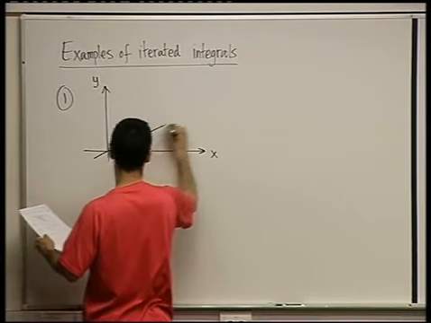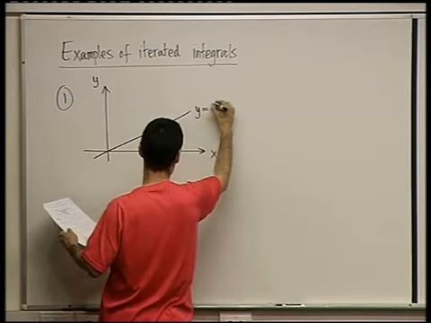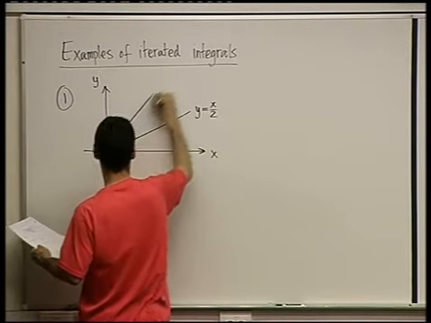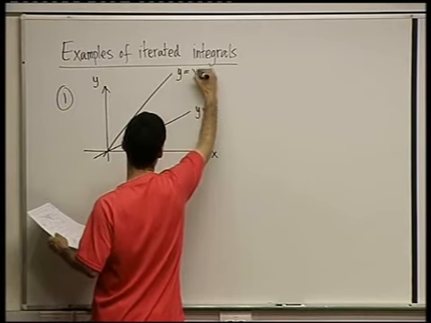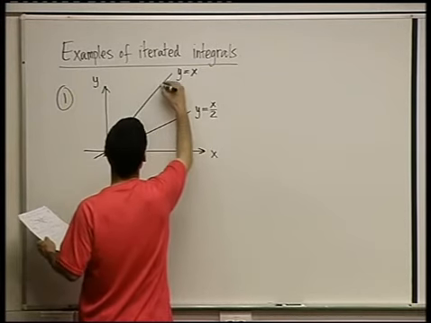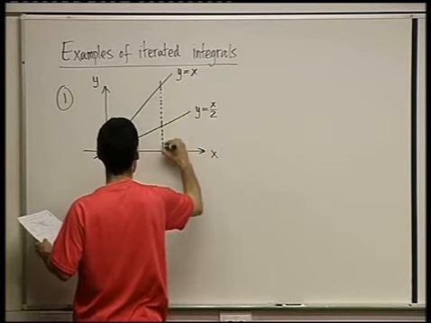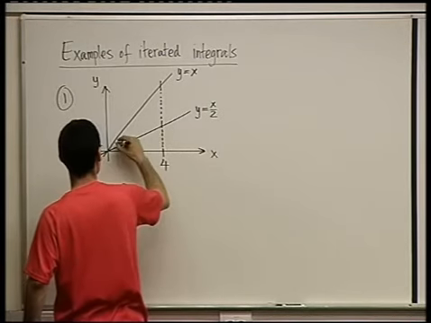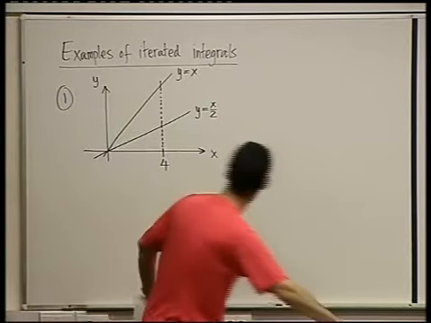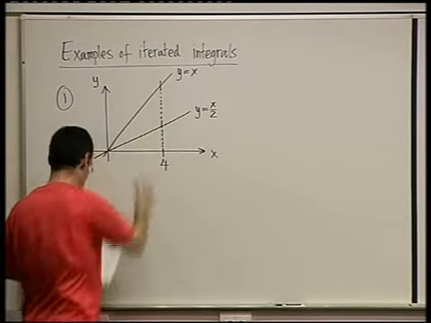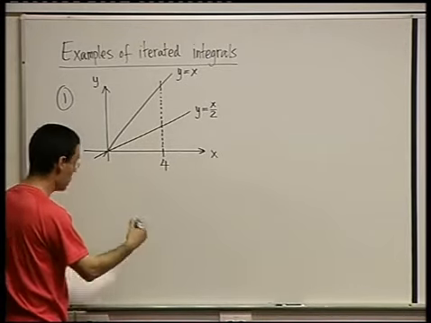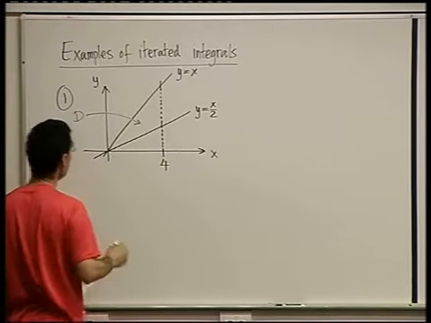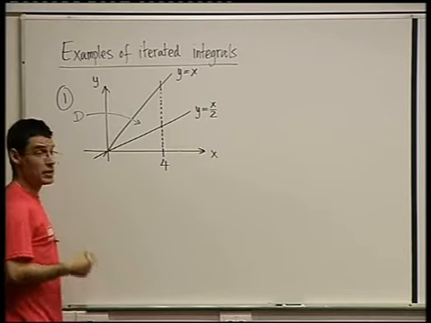Here's the line, which is y equals x over 2. Here's the line y equals x, and I'm looking all the way to x equals 4. So this is x equals 4, and my domain is this triangle that I got inside here. And tell me if you agree, so this is D. Tell me if you agree that this domain is simple.